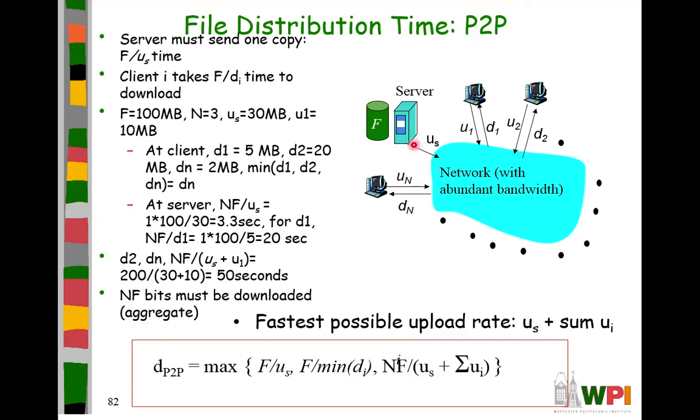Because here the burden on the server is reduced. The file can be downloaded from other peers. Okay, so this is the example showing the advantage of the peer-to-peer system as compared to client-server.